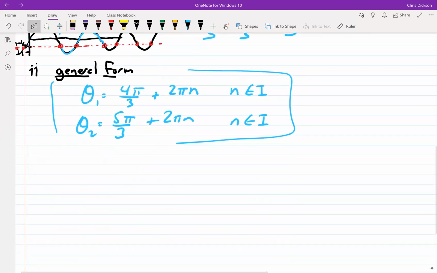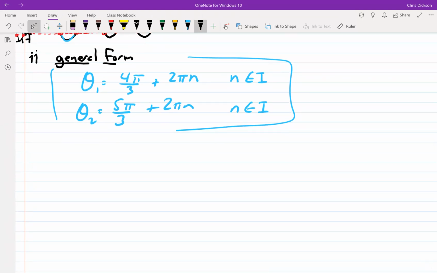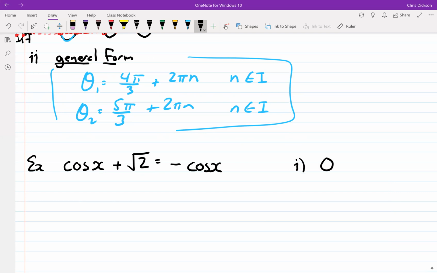Okay, so let's try another one, kind of similar. Let's try example number 2. We'll use cos of angle x plus root 2 equals negative cos of x. And we'll do the same thing. We'll do 2 different solutions. We'll do one from 0 to 2 pi, and then we'll also solve for a general form.